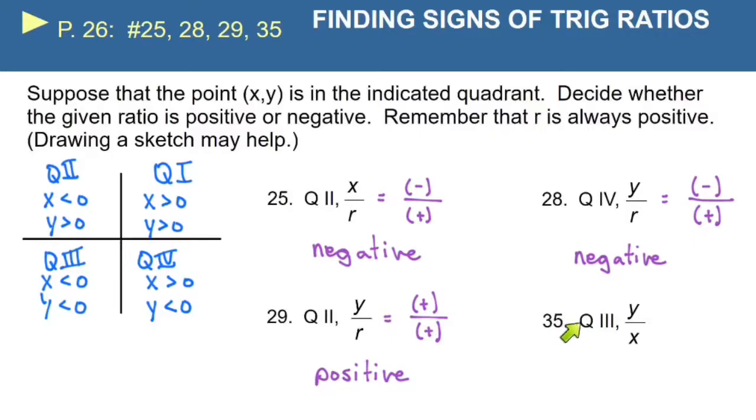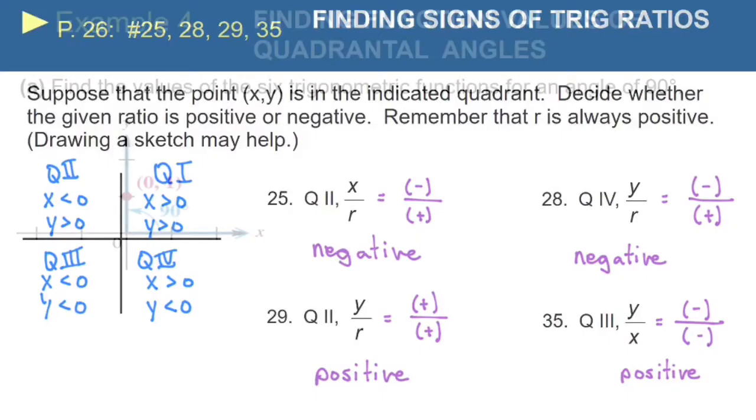On the next one, in quadrant 3, we want to look at the ratio of y over x, which we know is tangent. So quadrant 3, y over x would be a negative number over a negative number. Negative divided by negative now is positive. So in quadrant 3, all your tangent values are going to be positive.